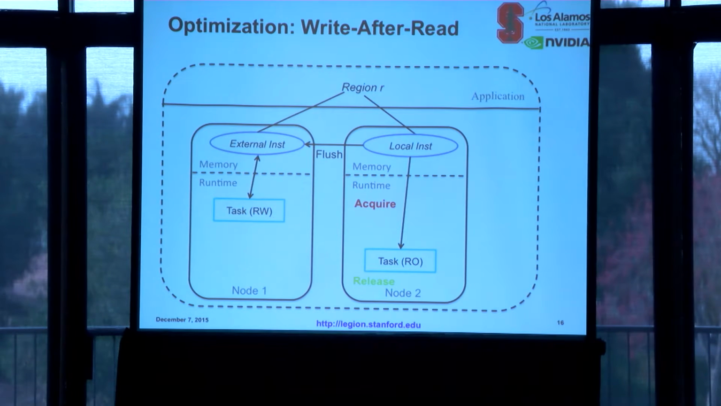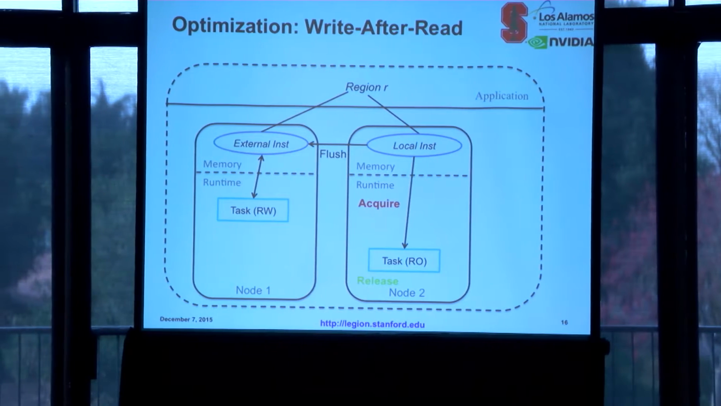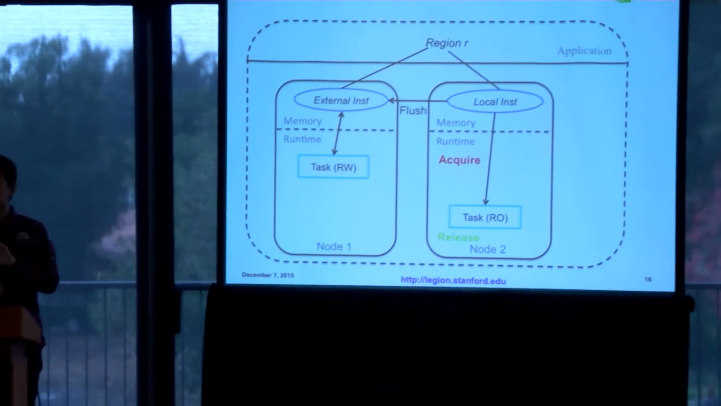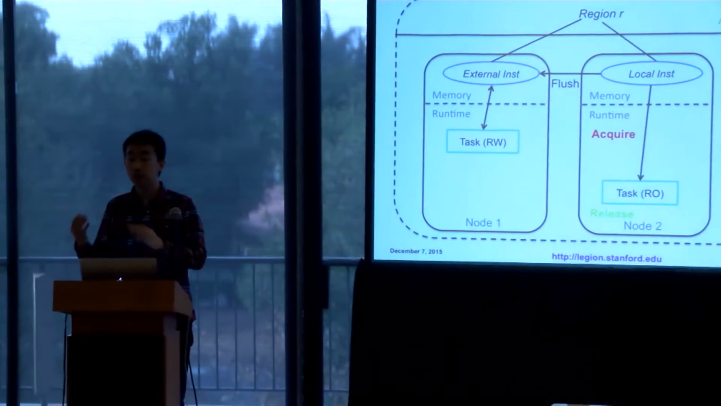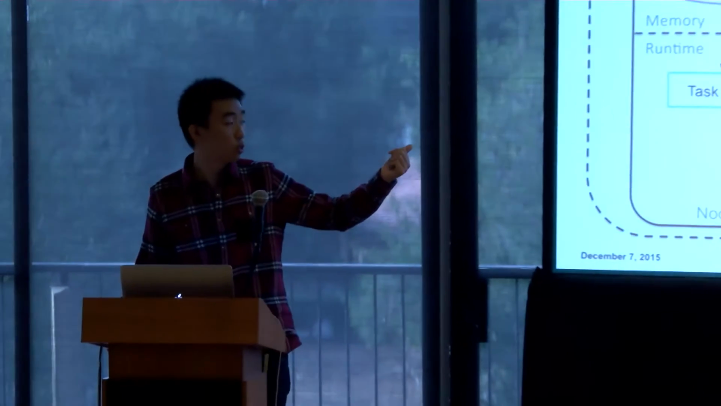And if there are some read-write tasks, because the dirty data has been flushed back to the external instance, the Legion runtime could start to schedule some read-write tasks on different nodes. As a result, there could be read-write tasks running in parallel with some read-only tasks, even if there are data dependencies between them, because these two tasks are using different local copies of the data. And by doing this, we could achieve more parallelism.